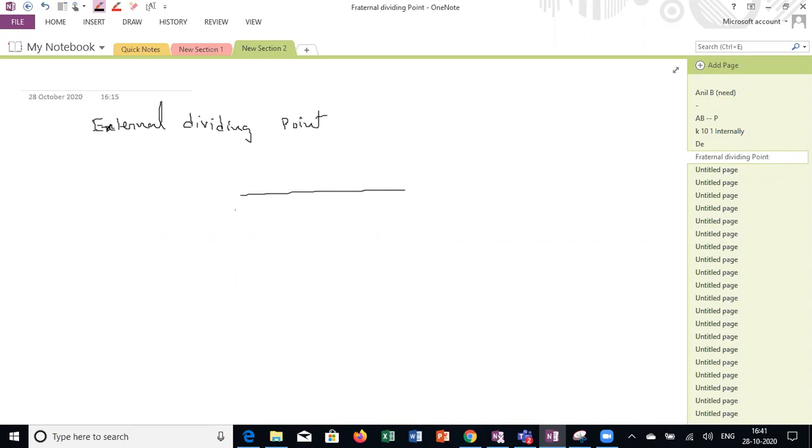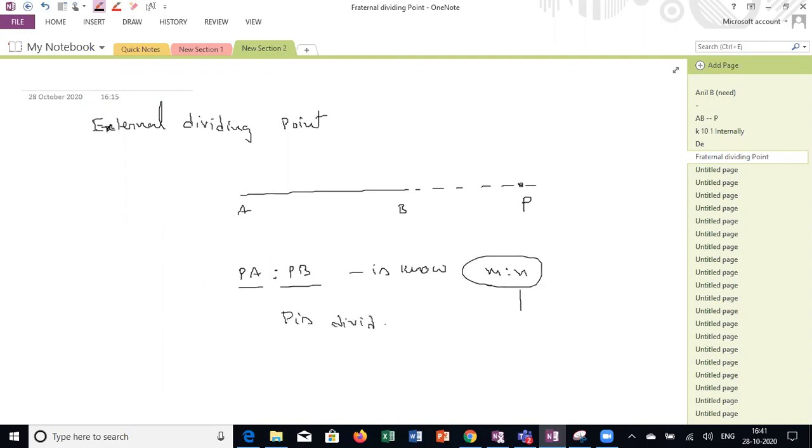Suppose there is a line AB. On the same line, there is another point P. The ratio of PA to PB gives you one ratio. Suppose PA to PB is M to N. In this case, P is dividing AB in the ratio M to N externally.